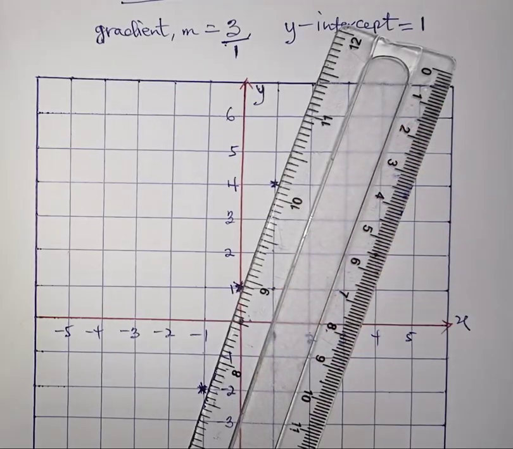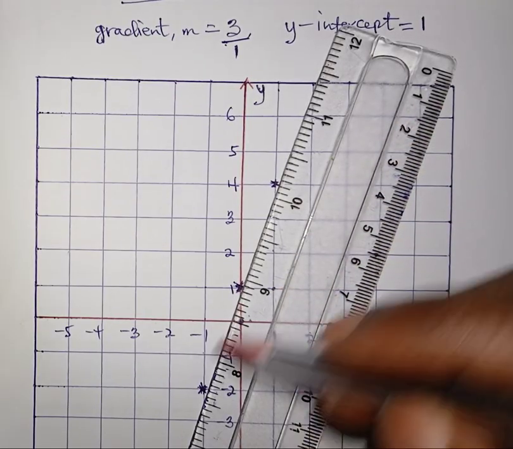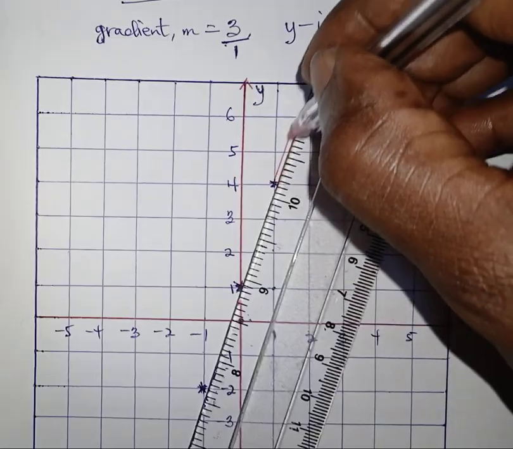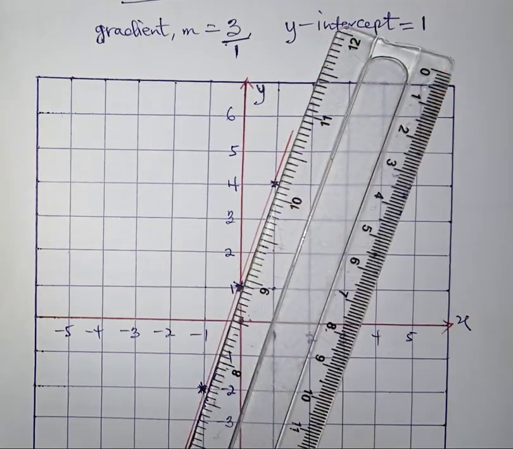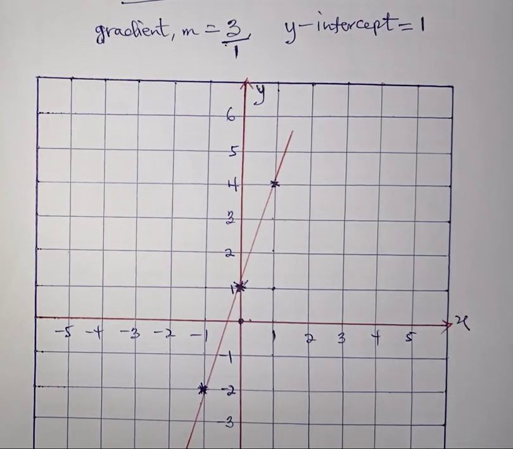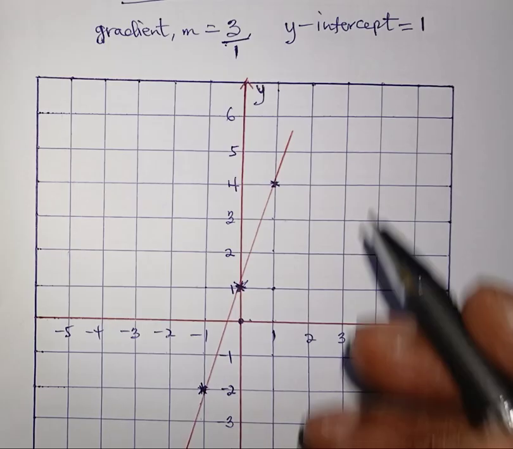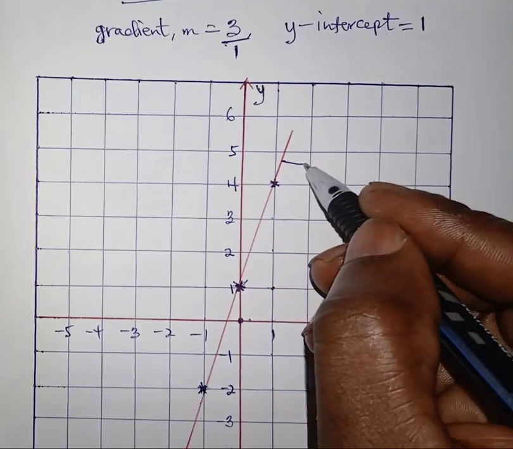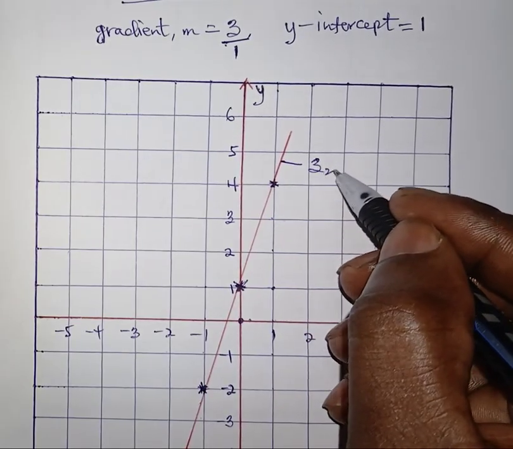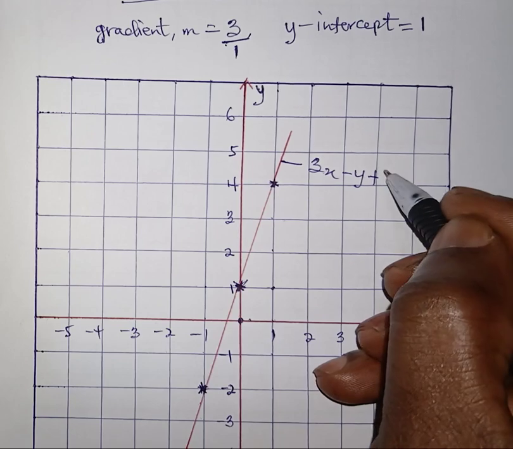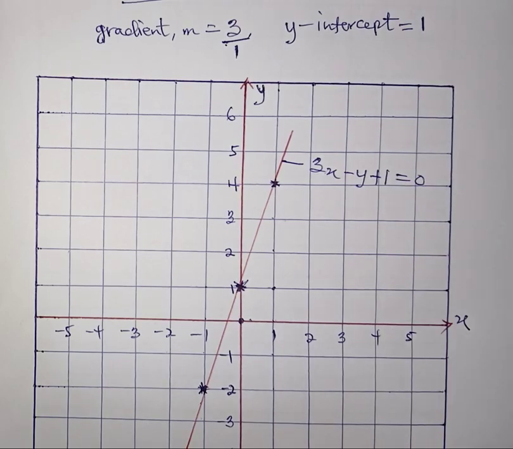So I can join them. Have you gotten that? Great. So that is how you can also use that approach to draw the graph of my equation, that is 3x minus y plus 1 is equal to 0. Okay, so this one is very simple. You don't have to waste much time. Okay, all right, so let's try and solve more examples on that in our next video.